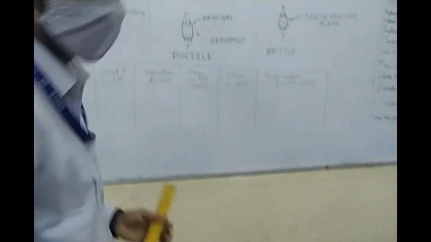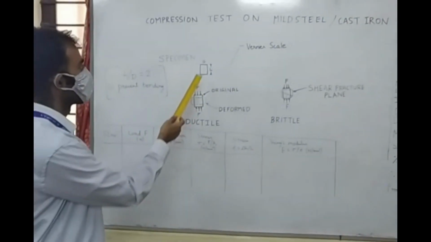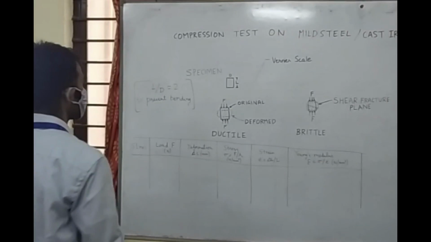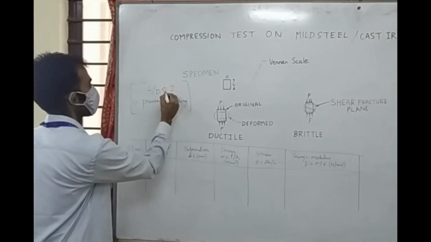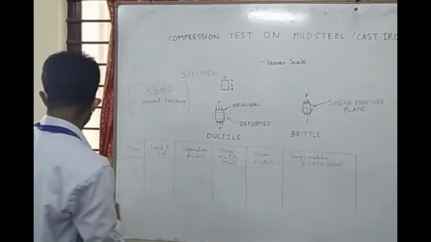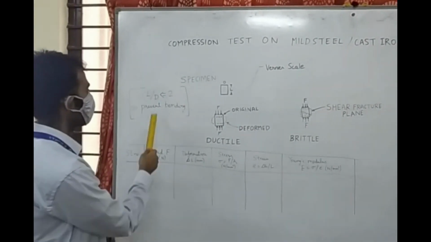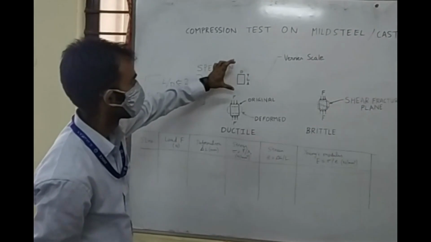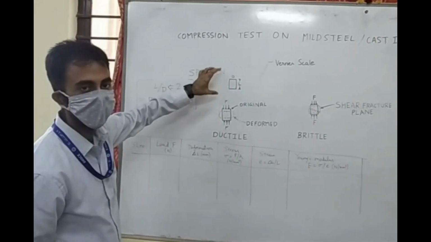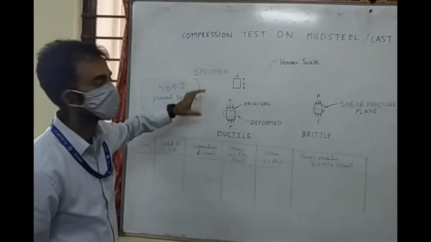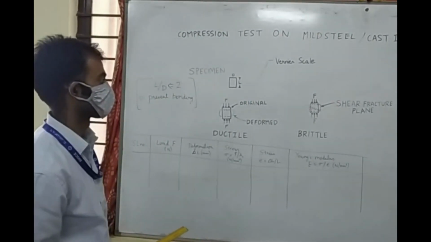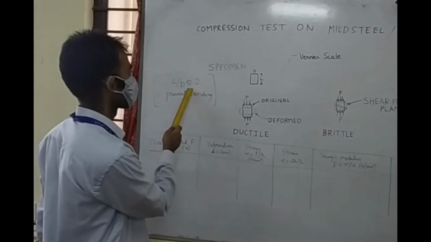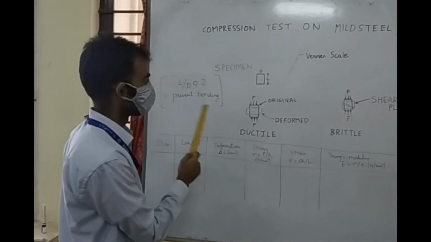Using the length and the diameter, we will determine the L by D ratio, and we have to ensure that this L by D ratio is less than or equal to 2. This is to prevent bending failure, because if the length is too long as compared to the diameter, then this sample will tend to bend, and we don't want that kind of a bending failure. We want failure due to compression. So we ensure that the length to diameter ratio is less than or equal to 2.